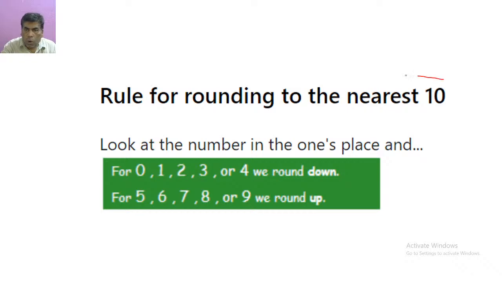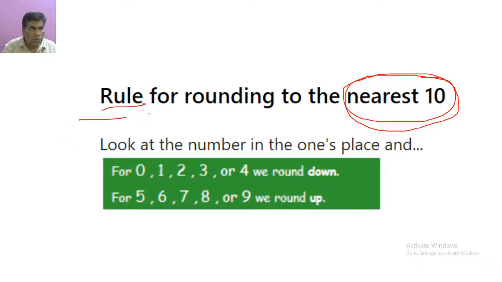So if we want to round off to nearest 10, what is the rule? One rule we have to follow. What is the rule? In ones place, if we have 0, 1, 2, 3, 4, then we have to round it down. In ones place of the given digit, if we have 5, 6, 7, 8, 9, then we have to round it up.